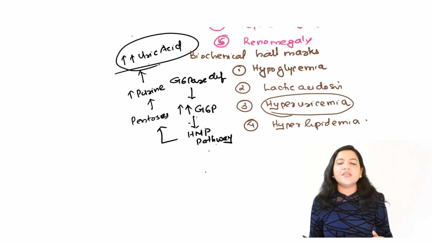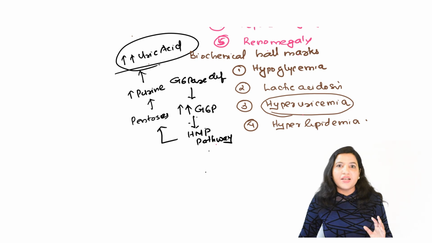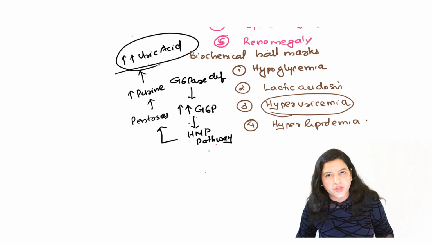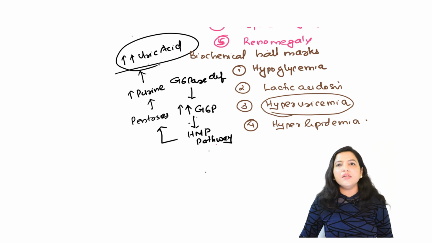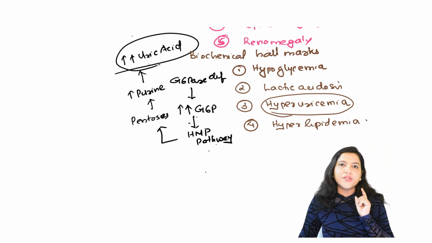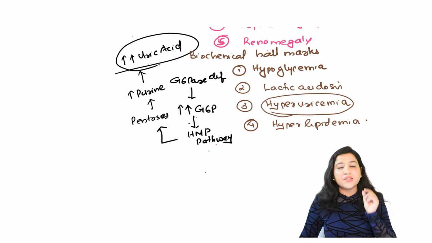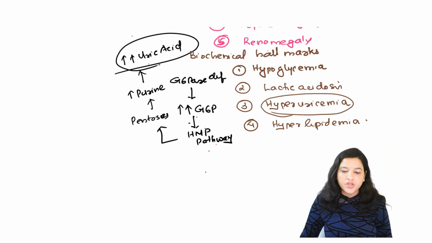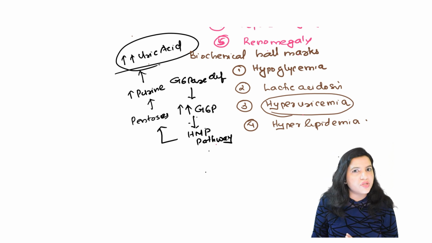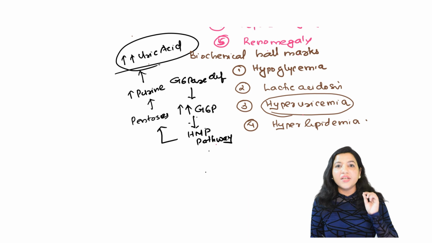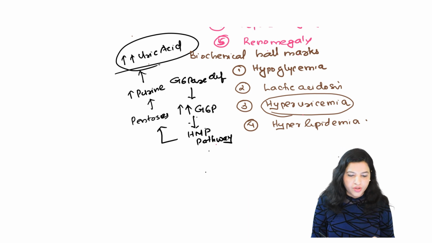Because uric acid is the degradation product or catabolic end product of purine, right? So that is why there is hyperuricemia in von Gierke's disease. What type is von Gierke's disease? It is a type 1 glycogen storage disorder. Is it a liver glycogen storage disorder or a muscle glycogen storage disorder? It is a liver glycogen storage disorder.